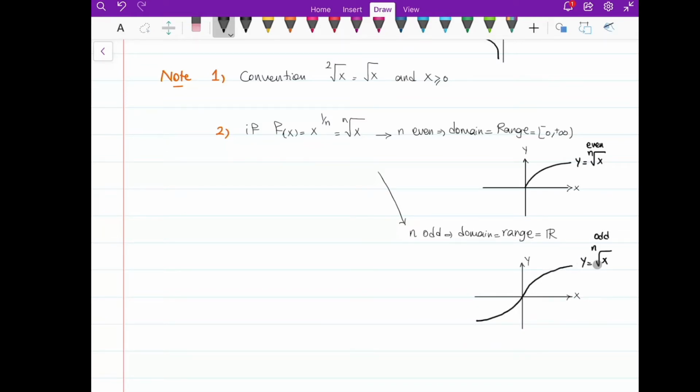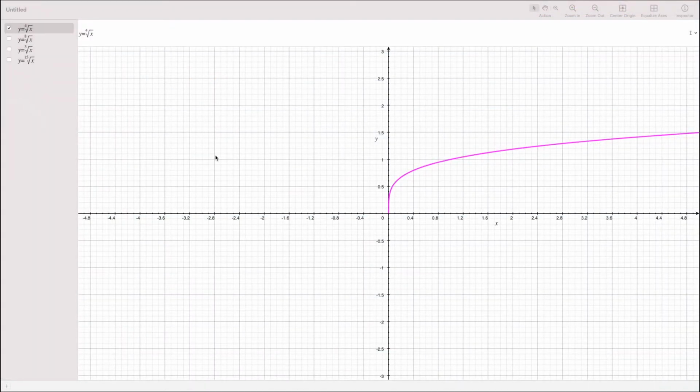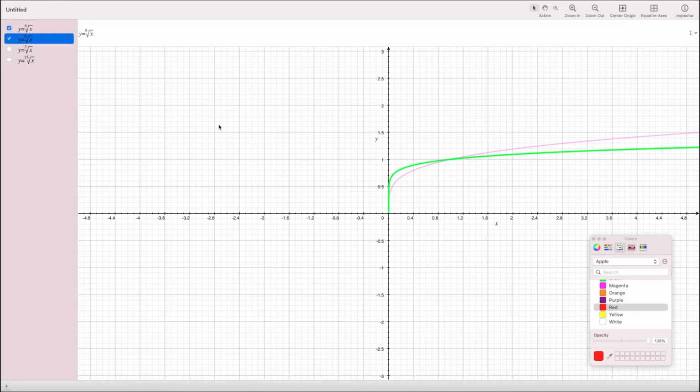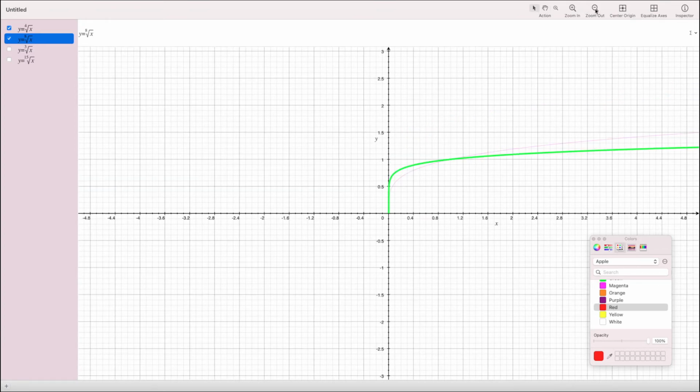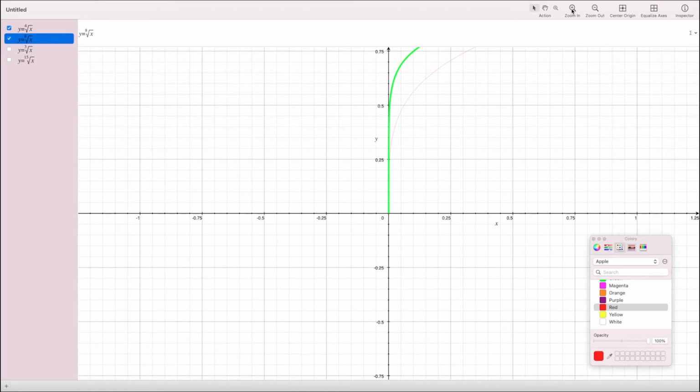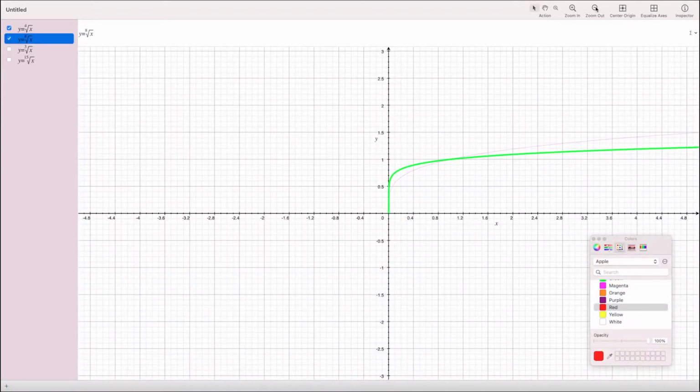Let me show you two different graphs. Okay, so this is the graph of y equals the fourth root of x. Now, just see the graph of y equals the eighth root of x. The graph looks like this. If I zoom in, you see the difference between these two.